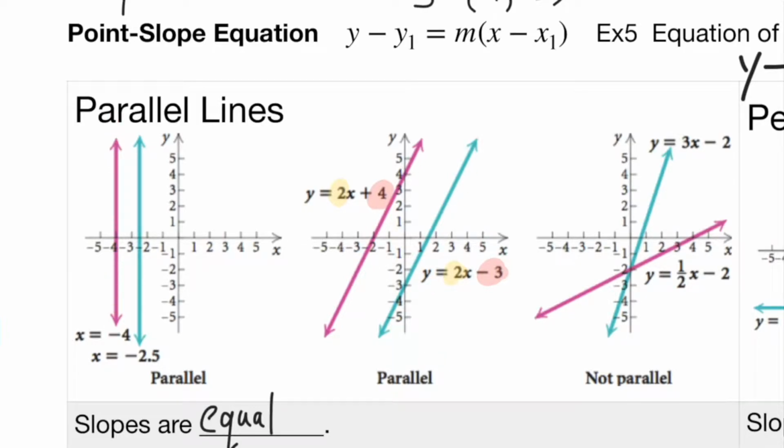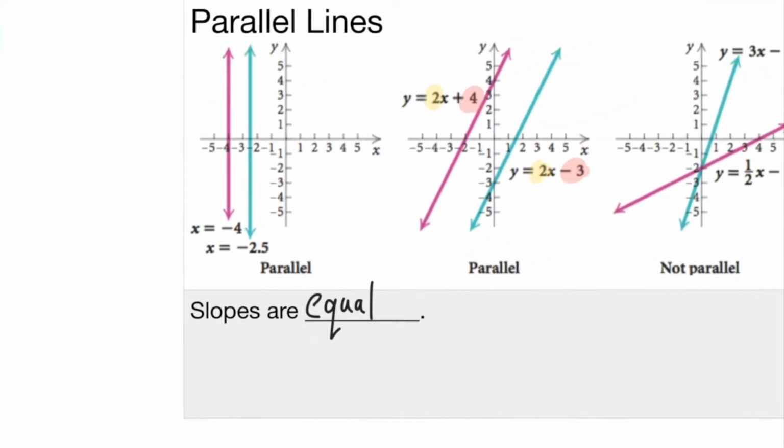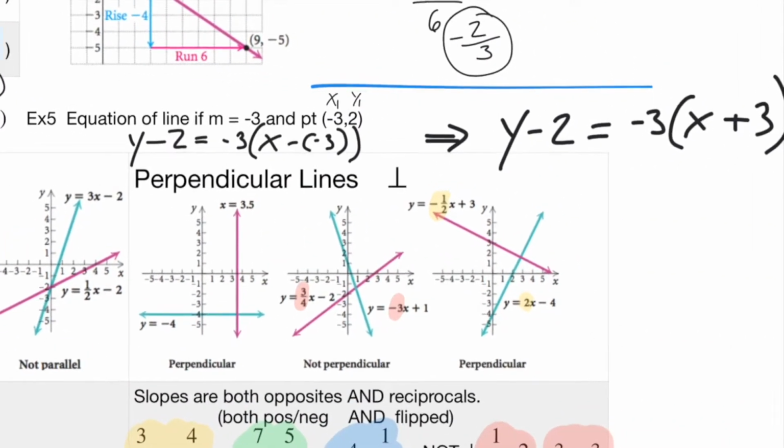Here, the slopes are both undefined, so then they're also parallel. But here, check this out. 3 is not equal to 1/2, so therefore the lines are not parallel, even though the intercepts, negative 2 and negative 2, are equal. So slopes are equal if you're going to have parallel lines.